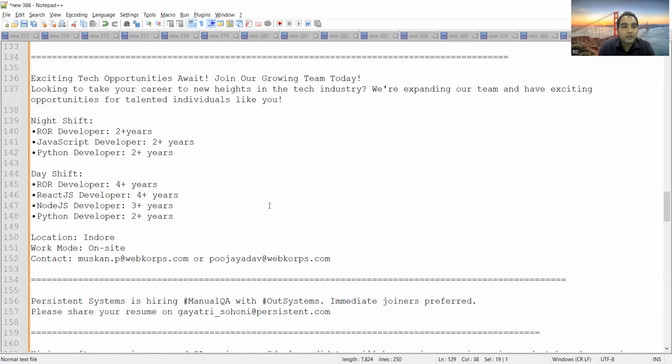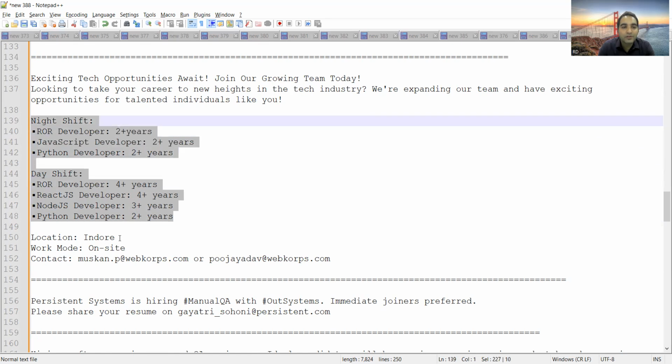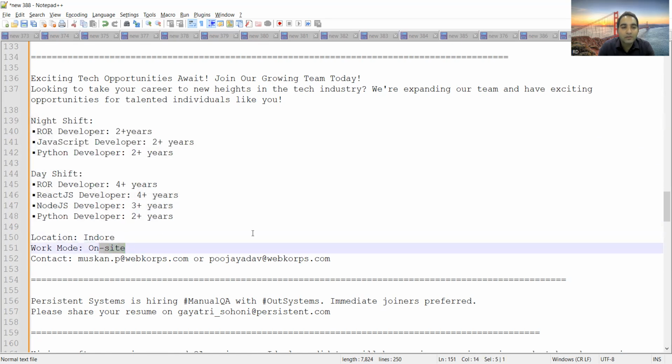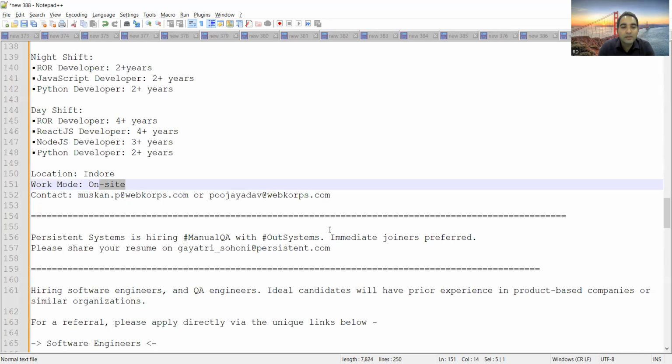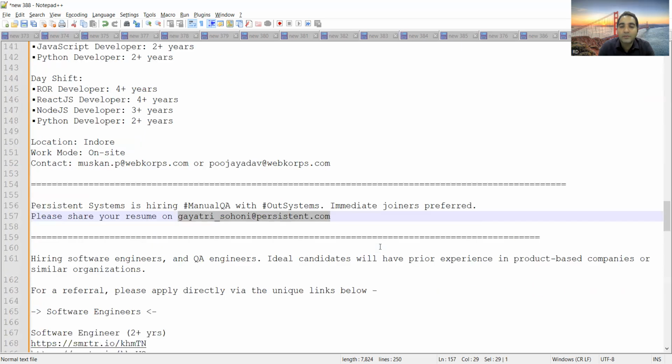Right. Then there are a few job opportunities for developers: Python developer, Node.js developer, JavaScript developer, in day shift and in night shift. Location is Indore, work mode is on-site. Then Persistent Systems is hiring for manual QA, and you need to share your CV at gayatri_sohoni@persistent.com.